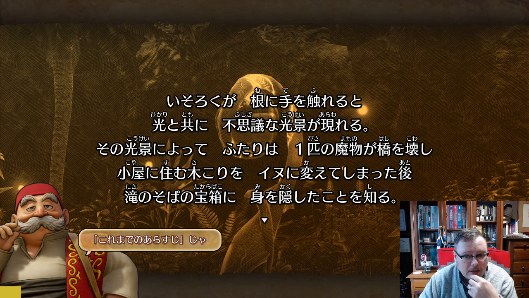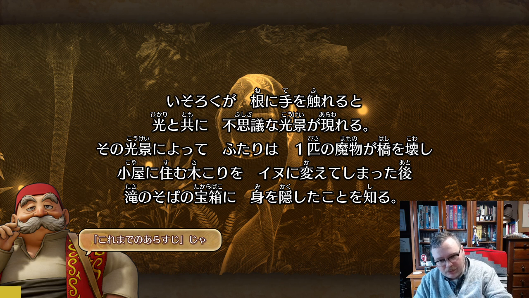So Isoroku ga, ga is the subject marker, and they're talking about the root, the magic root that was discussed yesterday, and ne ni te o fureru. So ne is the root, ni means unto, te o fureru means to place your hand on something. Fureru means to touch, and te is hand, o is the direct object marker.